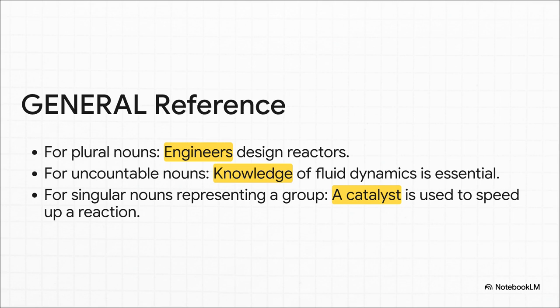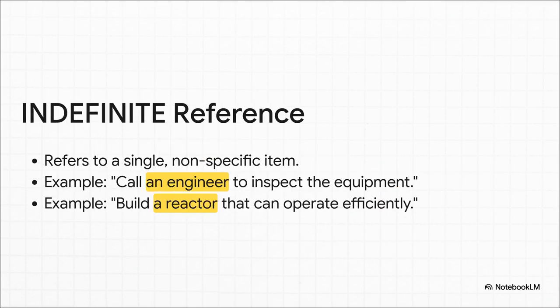But, and this is a cool little trick, if you want to talk about a whole group by using just one example, you actually use a. So a catalyst is used means any catalyst, representing the whole category. Okay, so how is an indefinite reference different? Well, it's pretty similar, but here's the key. We're talking about a single thing, one single instance out of a whole bunch of them. Like when you say, hey, call an engineer, you don't mean a specific engineer, you just mean anyone will do. That's the job of a and an, to pick one out of the crowd without being specific.